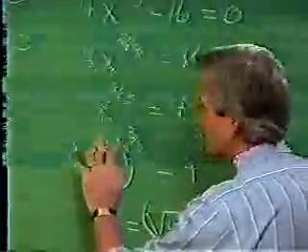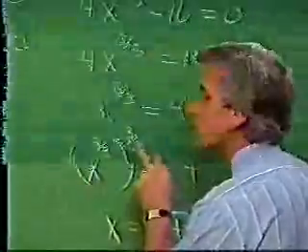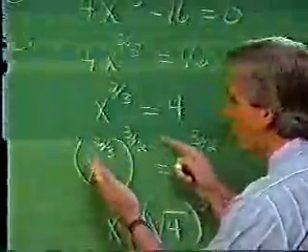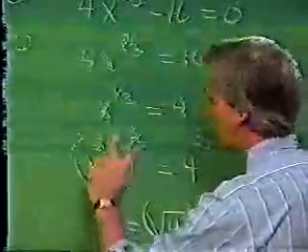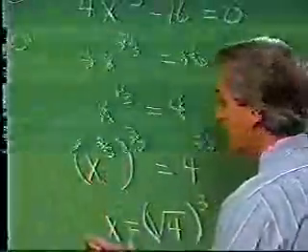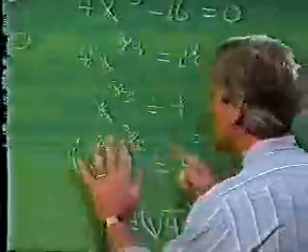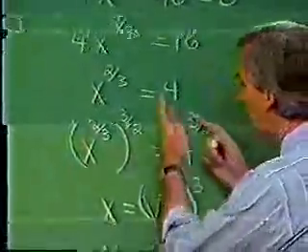Raise this to the reciprocal exponent, and what happens when we raise powers to powers? Well, we multiply exponents. This fraction times its reciprocal will give us 1. Gee, we've isolated the x on the left side of the equation. Well, all of the activity then switches to the right side of the equation where the constant was.